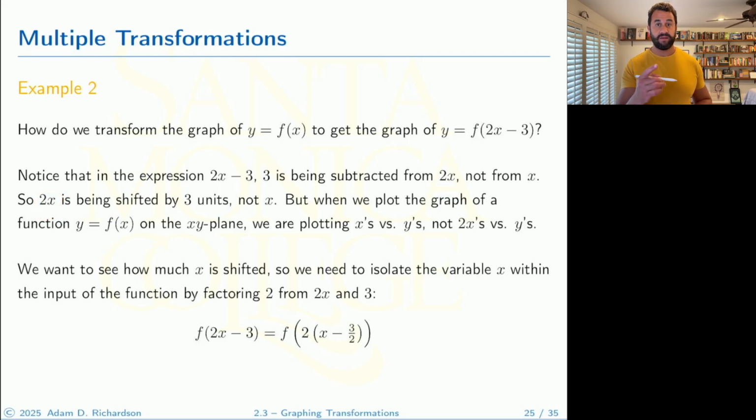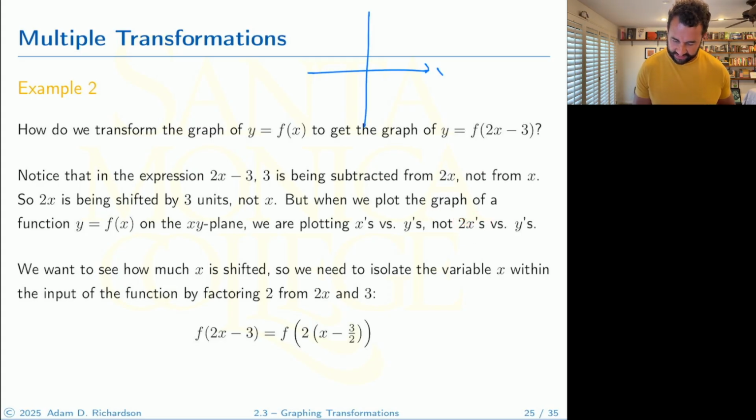You might have said there's a shift, right? There's a shift going on because we're subtracting from something. So there's a horizontal shift. But the catch here is we're not subtracting 3 from x. We're subtracting 3 from 2x. But when we plot the graph of a function, y equals f of x, we're plotting x's versus y's. We're not plotting two x's versus y's, right? Think about the label on the axes. This says x and this says y. This doesn't say 2x, right?